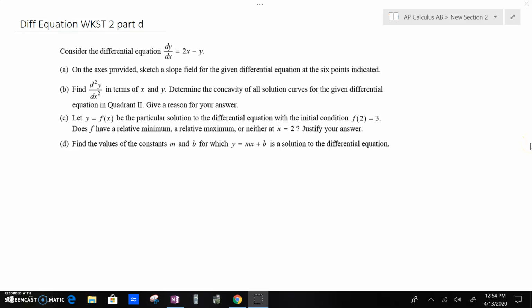Okay, we're going to take a very specific look at one part of the differential equation worksheet for April 13th, worksheet 2, part D. It's the last part of a 4-part free response question. The first 3 are pretty typical ways in which the AP will assess your ability to work through a differential equation like this. The last one definitely requires a fair amount of abstract thought to get to the solution.